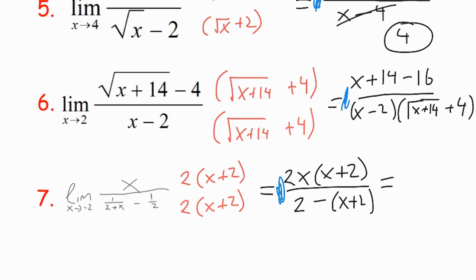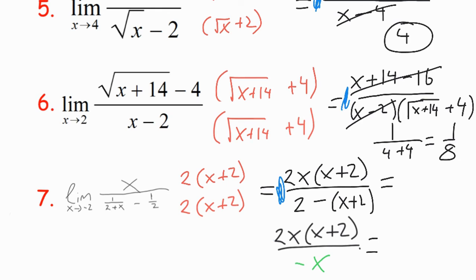Now for the next one, we plug in a 2. Oh, wait. What do we have to do now at this point? The x plus 14 minus 16 is x minus 2. So this will cancel this, leaving us with 1 over that denominator. Plugging in 2, you would end up with 1 over, and then square root of 16 is 4 plus 4, otherwise known as 1 over 8.